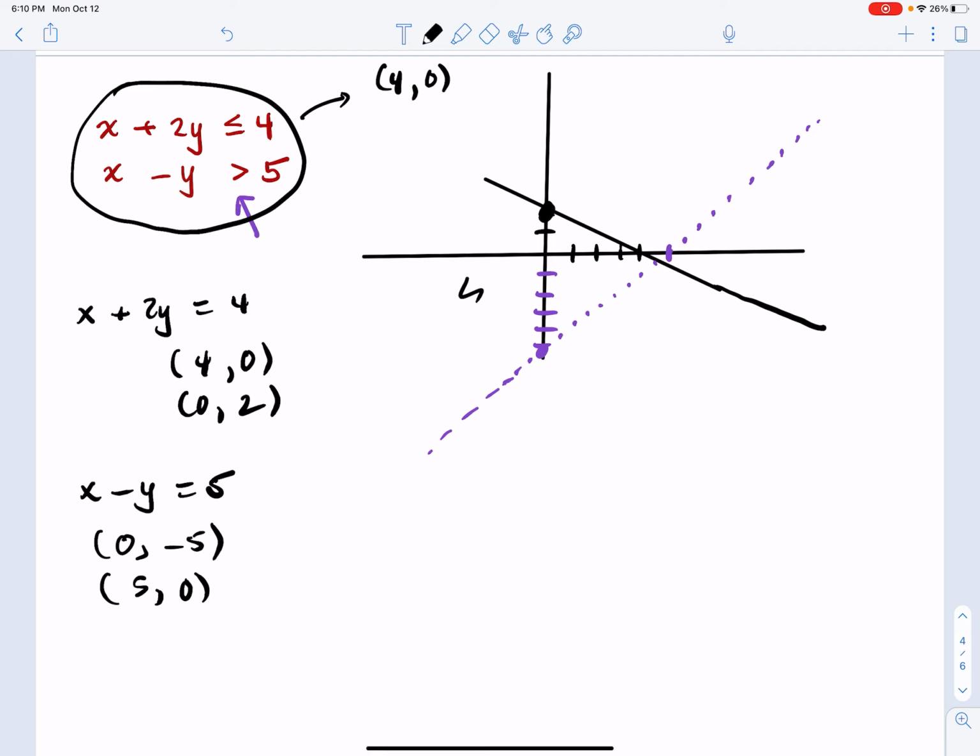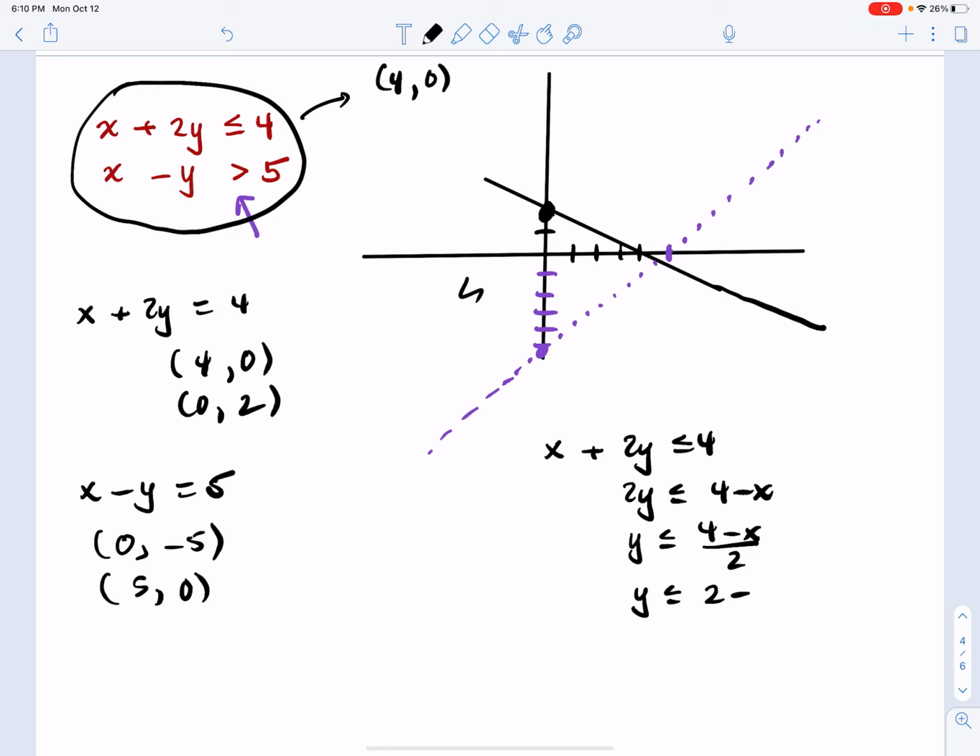So here's what I would do. I would rewrite each inequality so that y is on one side. If I have x plus 2y less than or equal to 4, I'm going to have 2y less than or equal to 4 minus x, which means y is less than or equal to (4 minus x) over 2, or I'm just going to write it as 2 minus 1/2 x. So what this tells me is that I am below the line. Luckily, one of our lines is solid and one is dashed, so I know that I'm below the solid line.